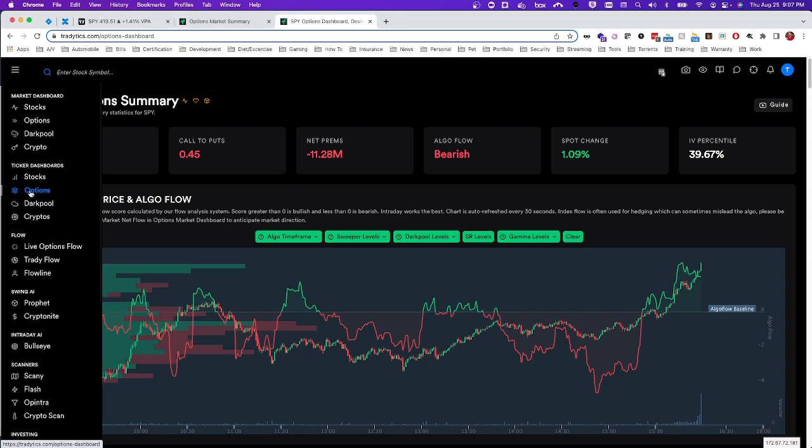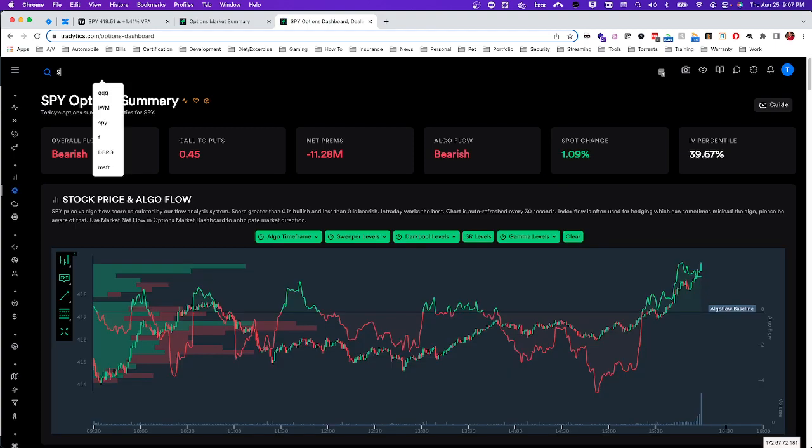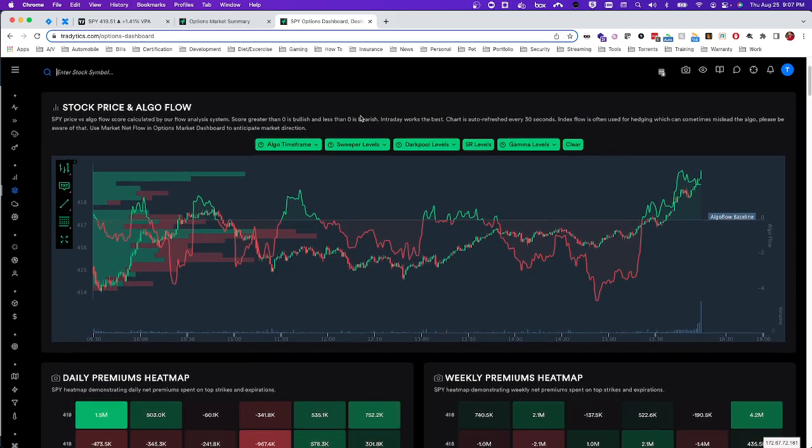So we can find delta adjusted GEX, and from now on I'm just going to call it DGEX because delta adjusted gamma exposure is quite a mouthful. We can find DGEX by going to the ticker options dashboard, and I'm going to use SPY because dealer positioning always plays a large part in how SPY and other big ETFs like QQQ and IWM move in modern markets.